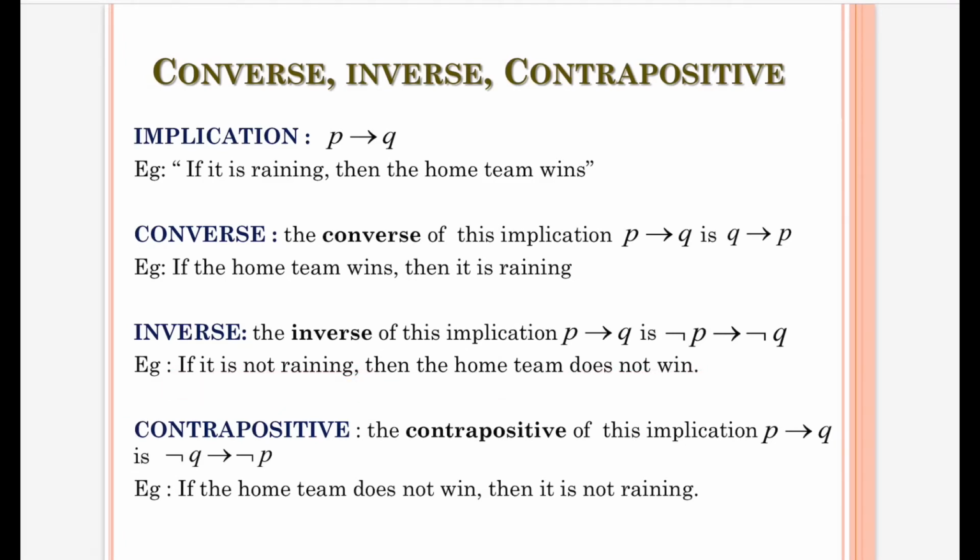And the last one, the contrapositive of this implication, P implies Q, is negation Q implies negation P. So we just interchange the hypothesis and the conclusion of the inverse statement just now. Or you can also say that for the contrapositive, you just have to reverse the roles of P and Q and negate each of them. So if the home team does not win, then it is not raining.